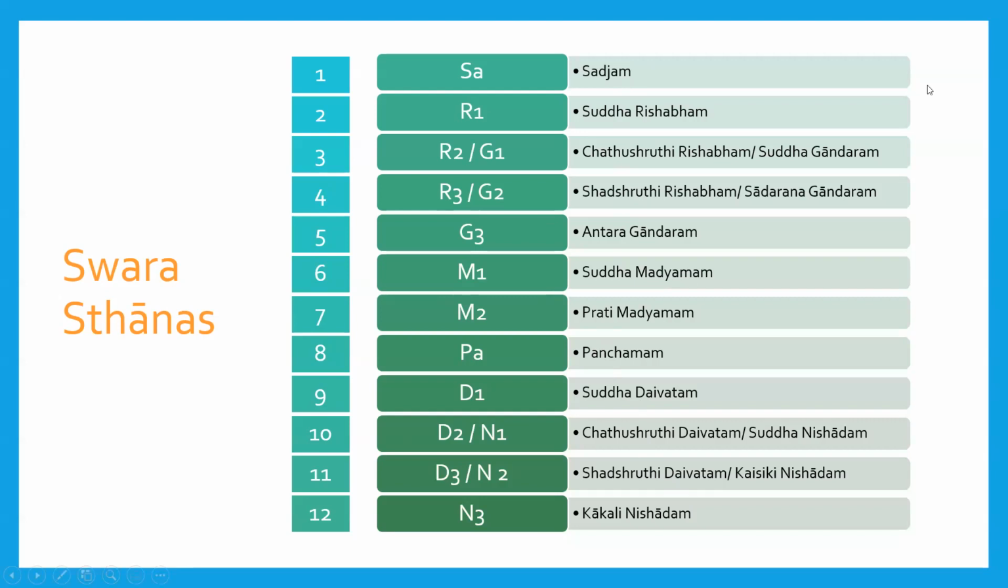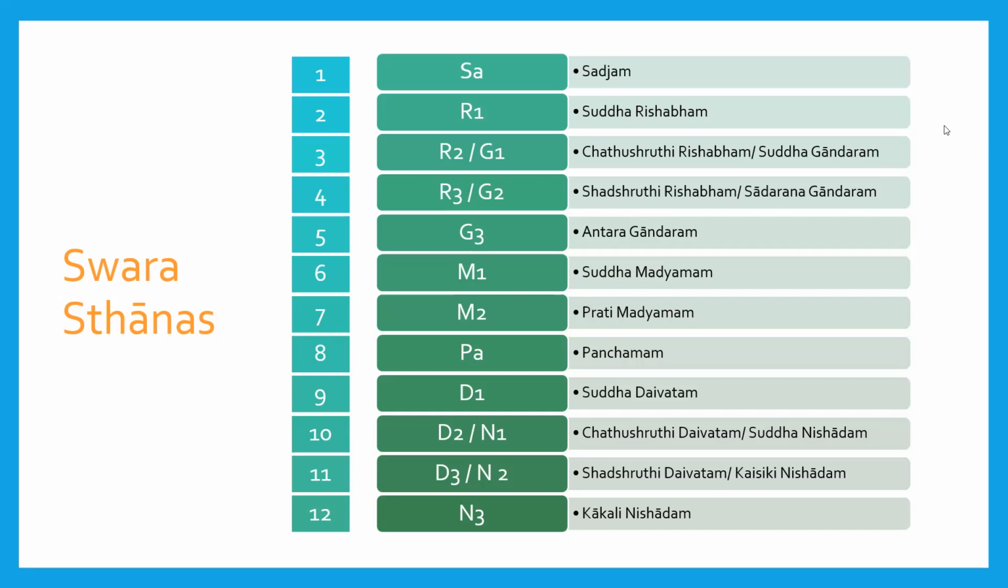Sa and Shadjam, then Chatushruti Rishabham, Antara Gandharam, and Shuddha Madhyamam. Oh wait, there's no Madhyamam there. Pa is there, Panchamam, right. Then Chatushruti Daivatam, and Kakali Nishadam. There's no Kakali Nishadam. Okay, then Kaishiki Nishadam. No. Both of them are there. There's no Nishadam in Mohanam.